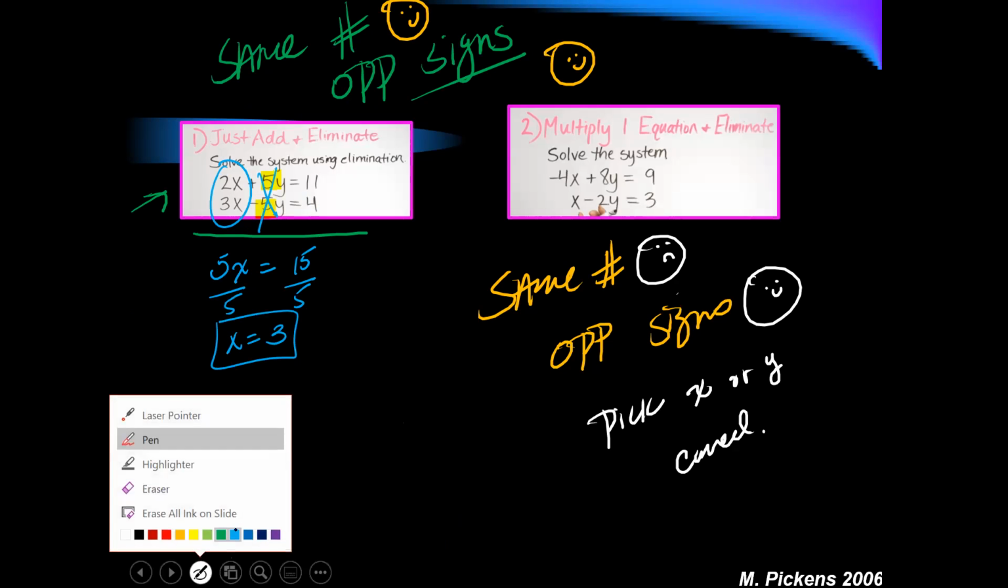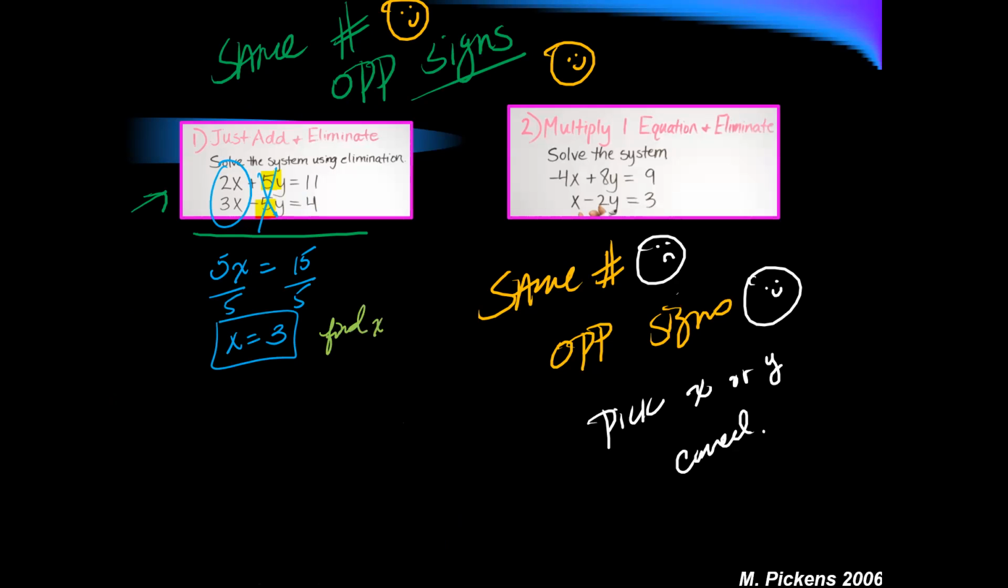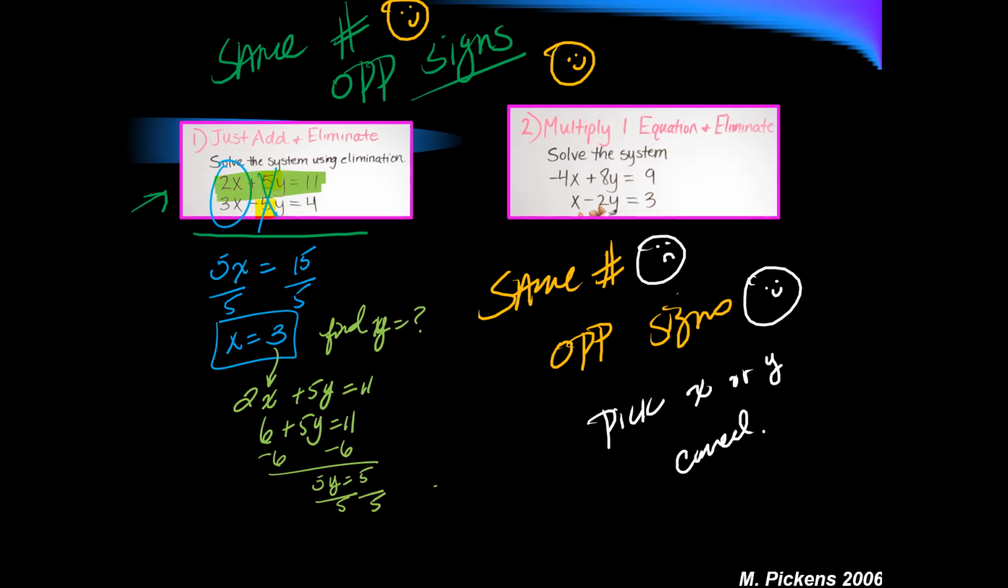So once you have the 3, you have to find y. So then you pick an equation to find y. I'm just going to go ahead and pick the first one because it's the first one. It doesn't matter which one you pick, you still have the same answer. So 2x plus 5y equals 11. You know that x is 3, so 2 times 3 is 6. Minus 6 on both sides, you get 5y equals 5. And when you divide it by 5 on both sides, y equals 1. So your answer here is (3, 1).